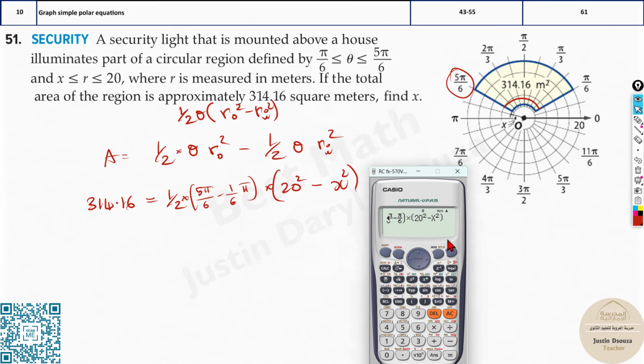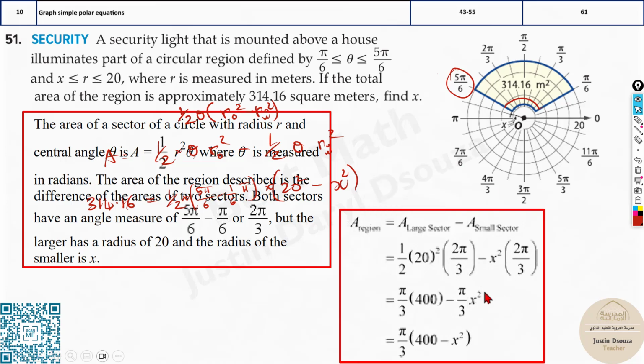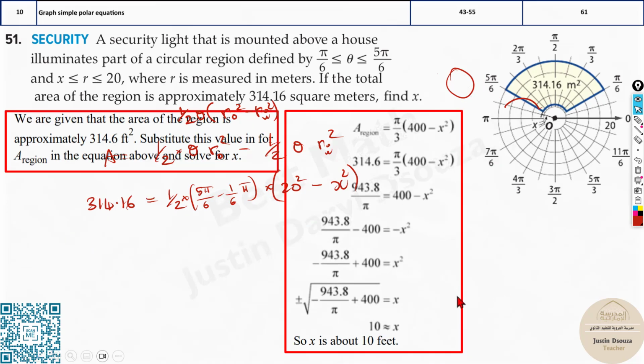I forgot to write the area first, but I'll write it now. Equals 314.16. So shift and solve, and then press equal to. The answer is 9.999. This is basically 10. So let's just see the answer. Here, this is all done. Yeah, it's 10 feet because 9.999 corresponds to almost 10.